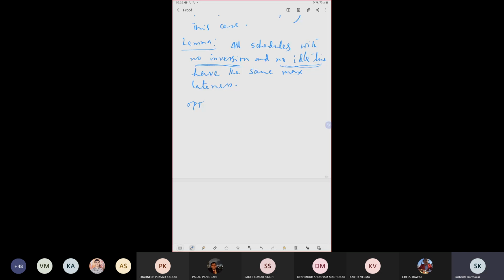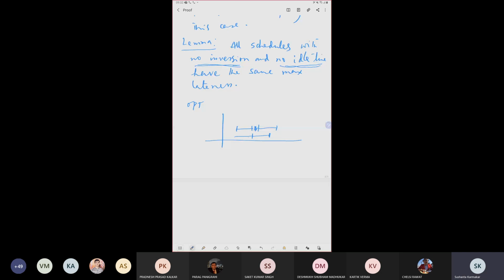The case of idle time is very easy. First forget the inversion consideration, just consider idle time. Idle time means there will be some gap between jobs. If I remove this gap, the jobs will be compacted, one after another. And in that case, the finish time of the job which is finishing late will be shifted to the left.